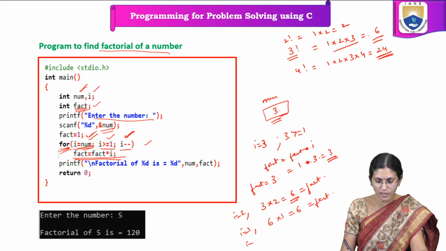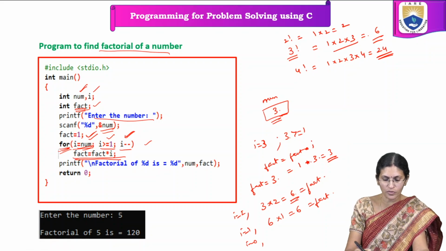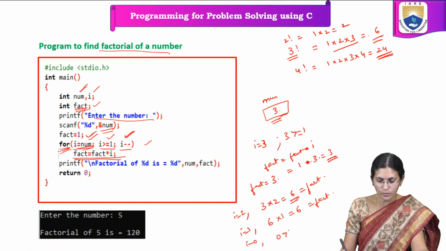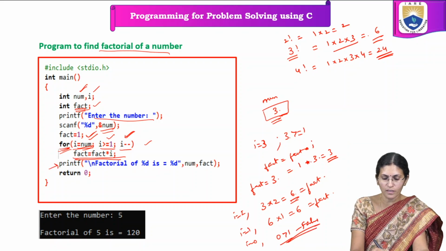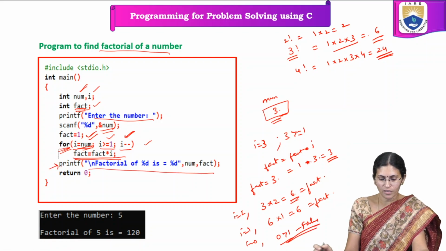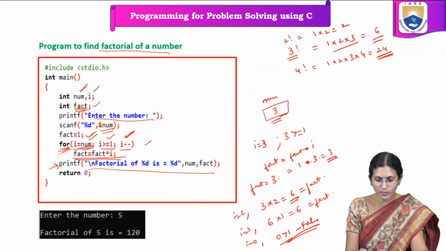Next, I value is again decremented by 1. I is equal to 0. 0 is greater than 1? This condition becomes false. So therefore it will come out of this loop and then it will print this statement, factorial of %d corresponds to the number value.